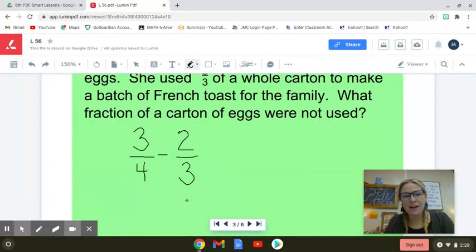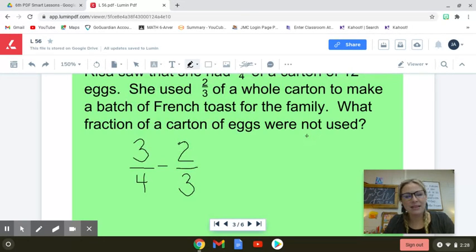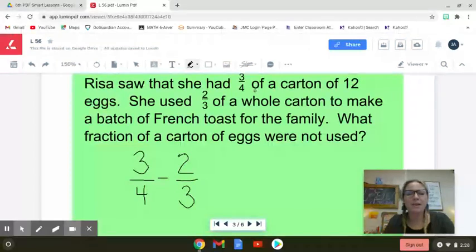Okay, so I've started off by just writing out my equation. Going back to reread the details of this, it says she had 3/4 of a carton of eggs. So she had this much. And then she used 2/3 of a carton to make a batch of French toast. So she took away, or used, this much. What fraction was left unused?